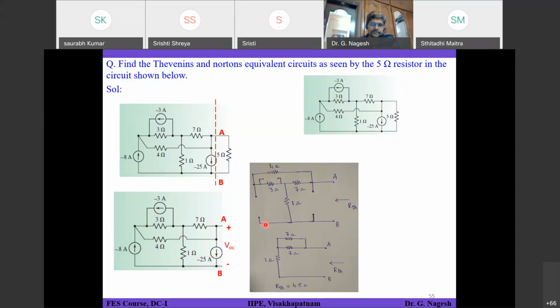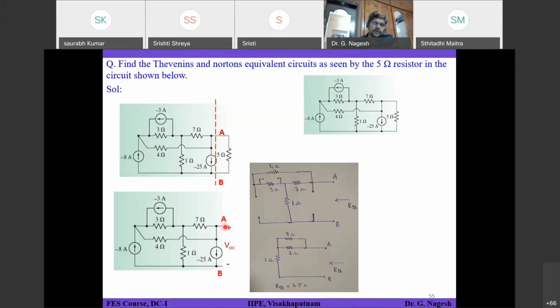If you closely observe, current is coming in this fashion. This 4 ohms and 3 ohms are actually in series because this is open circuit. This 4 and 3 are in series, so that will become 7. So 7 is in parallel with 7. 7 times 7 is 49 divided by 14, maybe 3.5 you will get. That 3.5 added to 1 will give you 4.5. So this is the RTH for this network to the left of terminals A and B.